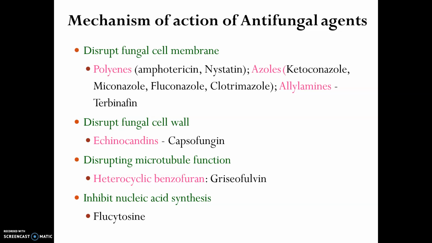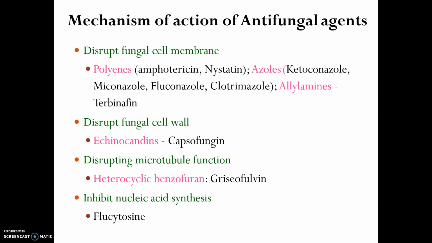Depending upon the mechanism of action, first are the drugs which disrupt the fungal cell membrane. The cell membrane is very essential for the normal living of the fungus, so these drugs inhibit the cell membrane. That is polyenes, azoles, and allylamines. The next are those which disrupt the fungal cell wall, so the protection is lost. That is the echinocandins, like caspofungin.